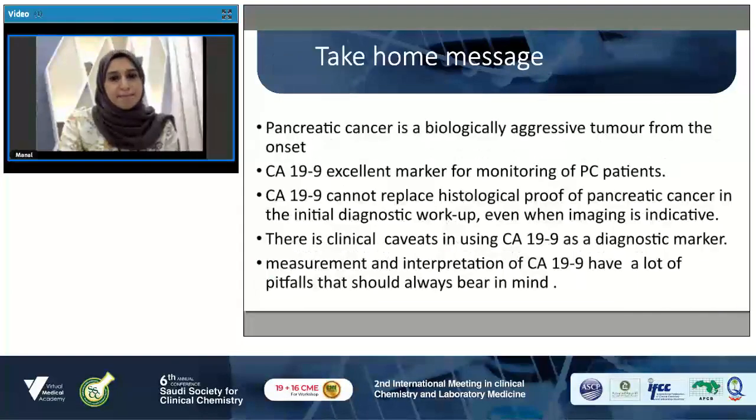So the take-home message: we know pancreatic cancer is a biologically very aggressive tumor from the onset. CA19-9 is an excellent marker for monitoring patients with pancreatic cancer, but it cannot replace histological proof of pancreatic cancer. There are a lot of clinical caveats in using CA19-9 in diagnosis, which we discussed through the presentation, and the measurement and interpretation of CA19-9 have a lot of pitfalls that we should always bear in mind.